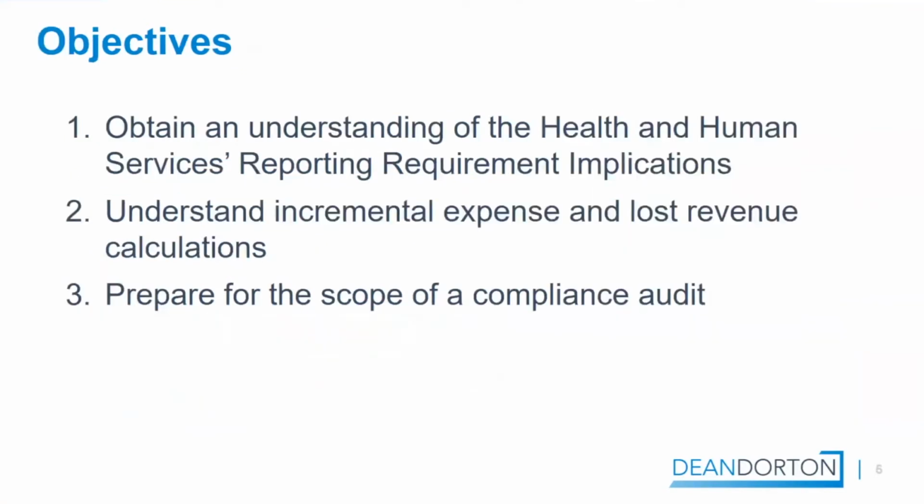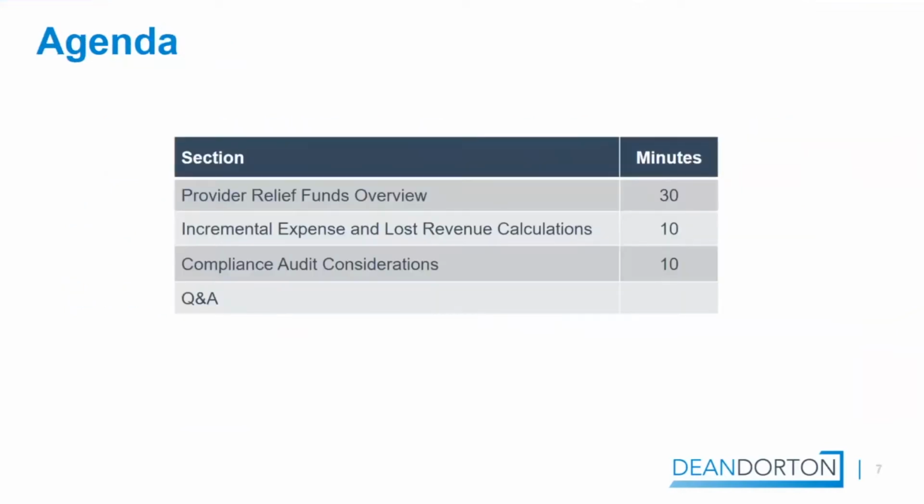The objectives today are really to understand the reporting requirements and how you're going to get to the information you need to report with the incremental expense and lost revenue calculations, and then a high-level overview to help you get ready for your single audit or compliance audit when you get to that point. As with any CPE-related item, we've got to have an agenda. We are going to focus mostly on an overview and helping you get ready for those reporting requirements.